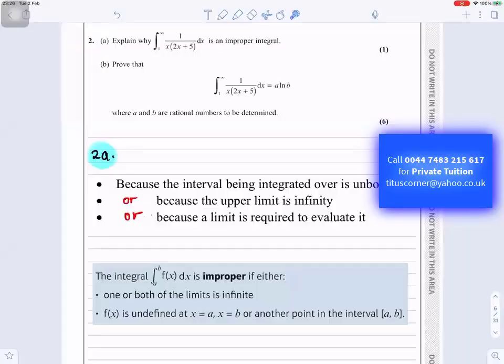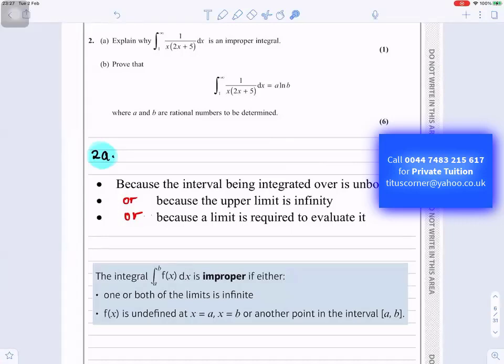Question number 2. Explain why the integral from 1 to infinity of 1 over x bracket 2x plus 5 dx is an improper integral. Because the interval being integrated over is unbounded. That's why. Or because the upper limit is infinity. The upper limit has infinity on it. Or because a limit is required to evaluate it. So because the upper limit is infinity or unbounded. So those are the reasons.